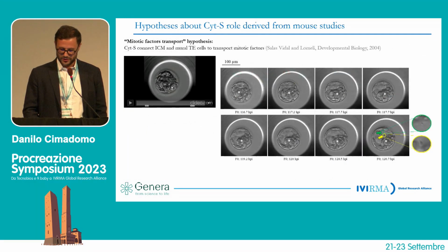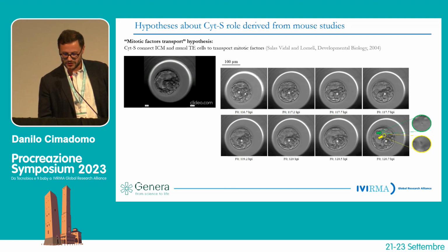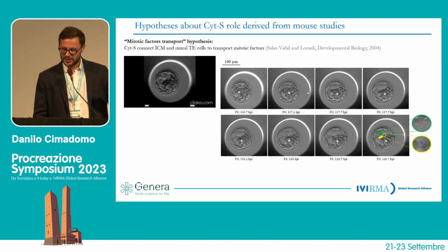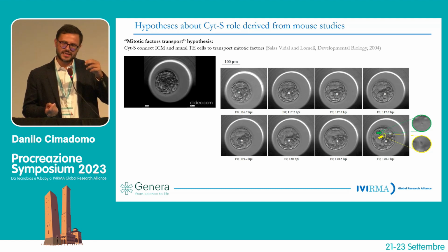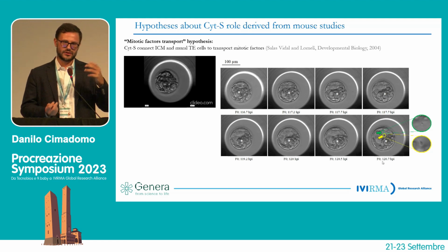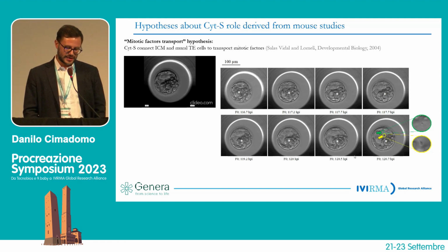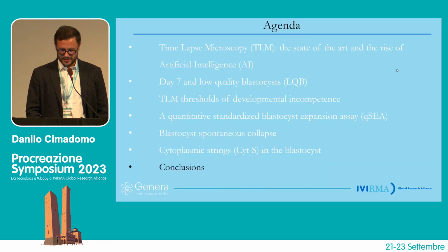And the last hypothesis was the mitotic factor transport hypothesis, in which you see a trophectoderm cell in a polar position that during expansion moves towards the mural position, when technically it shouldn't be mitotically active, but through the strings it keeps connection with the inner cell mass and keeps dividing. So at the end, again, we can leverage AI and time-lapse also to dig into basic science information.